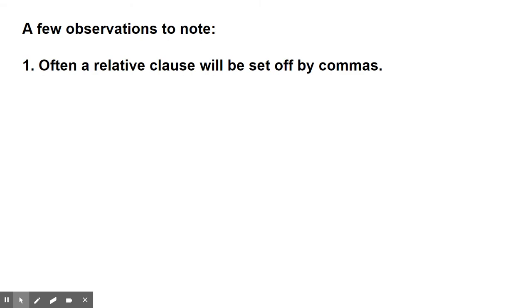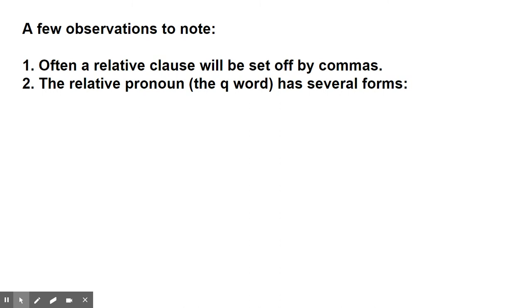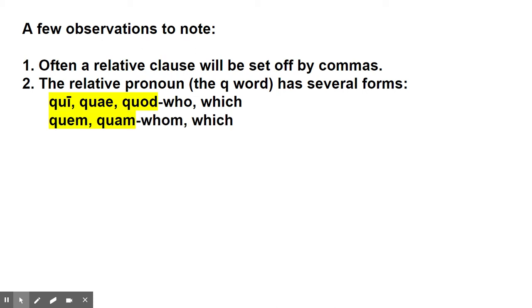A few observations to note to sum up. First, often a relative clause will be set off by commas. I hope you noticed that in those example sentences. Second, the relative pronoun, which is the cue word, has several forms. Some forms that you will see, qui, quae, and quod, which means who or which. Quem or quam, meaning whom or which.